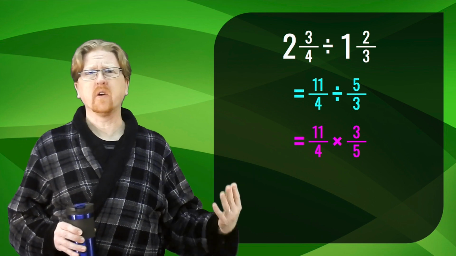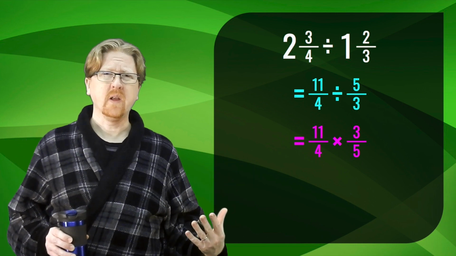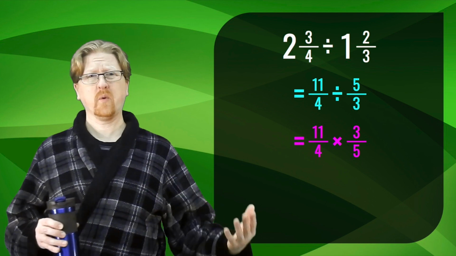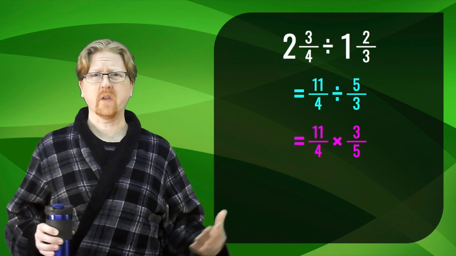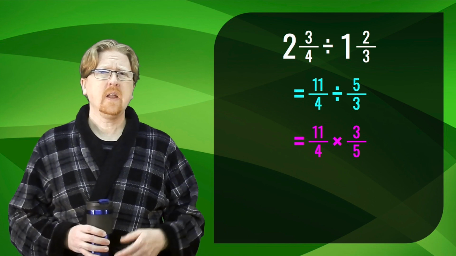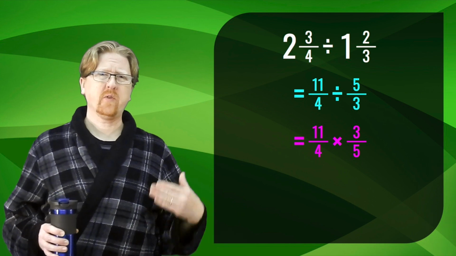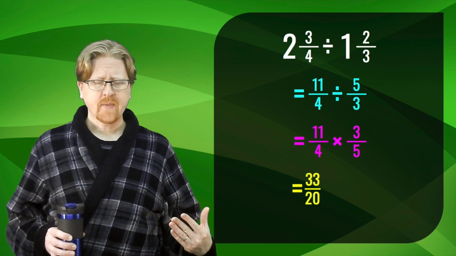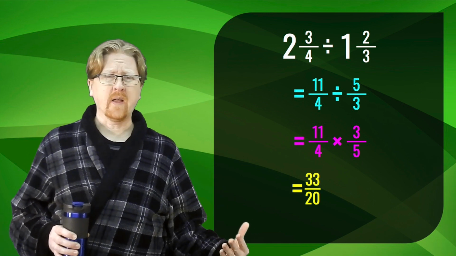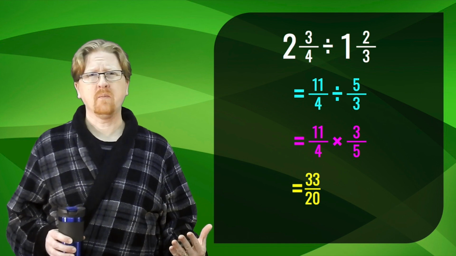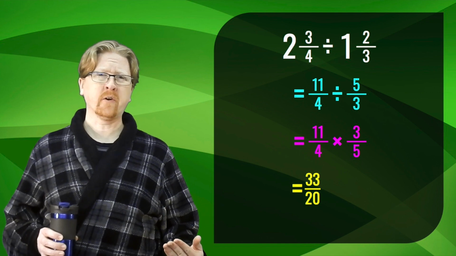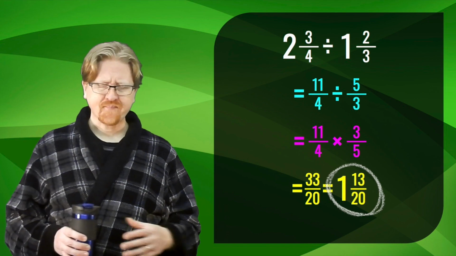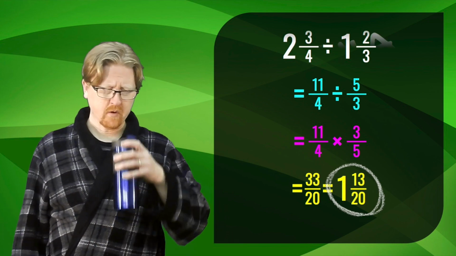I'm going to use the invert and multiply, or the reciprocal method. Now you certainly could use the common denominator method, or you could do this with the supergiant 1. Those are perfectly good ways to do this problem. In any case, when I take 11/4 times 3/5, I get 33/20. And that would be an okay final answer, but if I wanted to simplify it and make it into a mixed number so it's easier to understand, that would turn into 1 13/20. Okay? Let's take a look at another example.